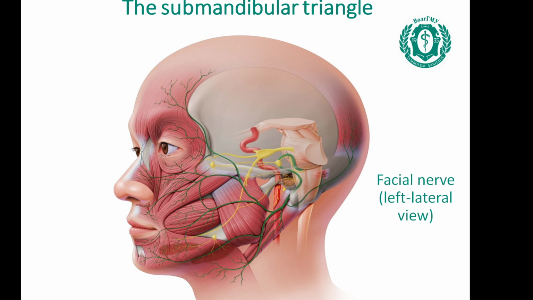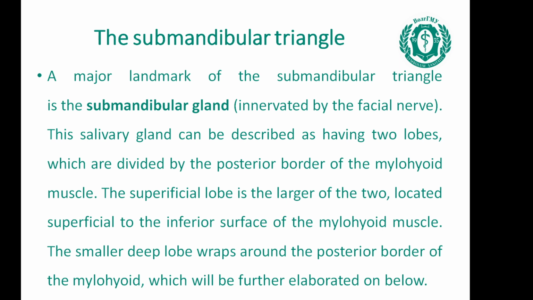Here is the pathway of the facial nerve. A major landmark of the submandibular triangle is the submandibular gland, innervated by the facial nerve. The salivary gland can be described as having two lobes, which are divided by the posterior border of the mylohyoid muscle. The superficial lobe is the larger of the two, located superficial to the inferior surface of the mylohyoid muscle. The smaller deep lobe wraps around the posterior border of the mylohyoid, which will be further elaborated on below.